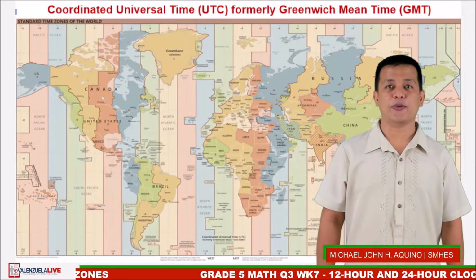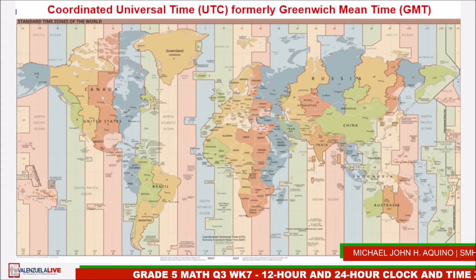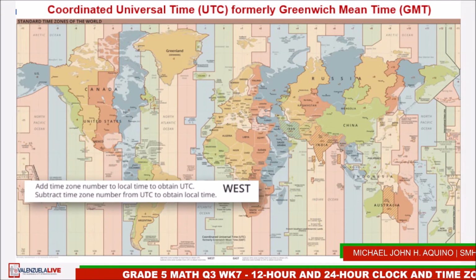I'm going to show you a map. We have here a world map. As you can see, based on the illustration, the world map is divided into different regions. It has different time zones. As you can see, there are several numbers written on the bottom of the map. There are positive and negative numbers, and also 0.